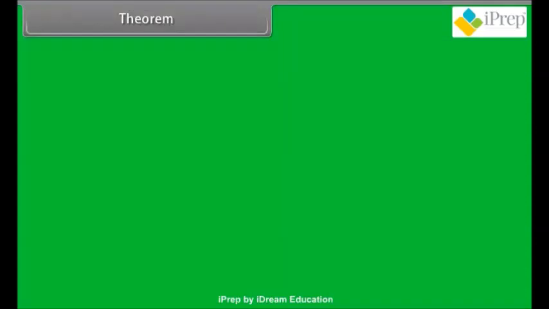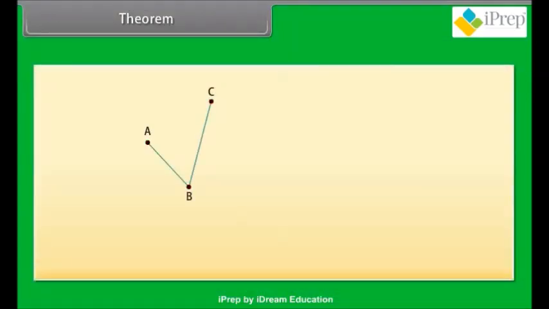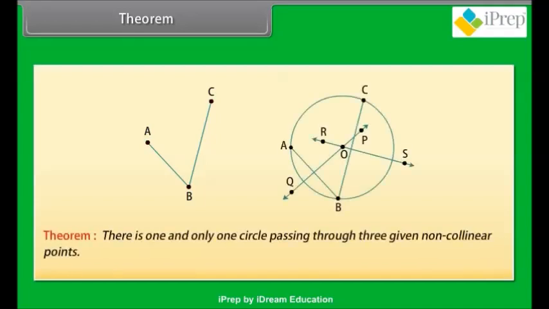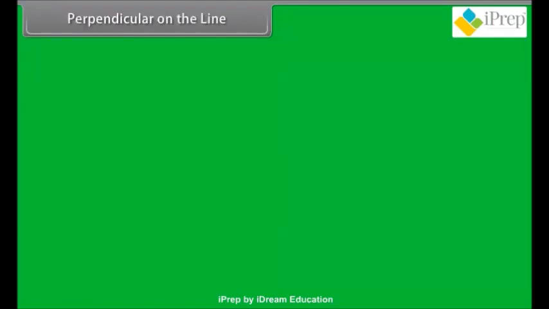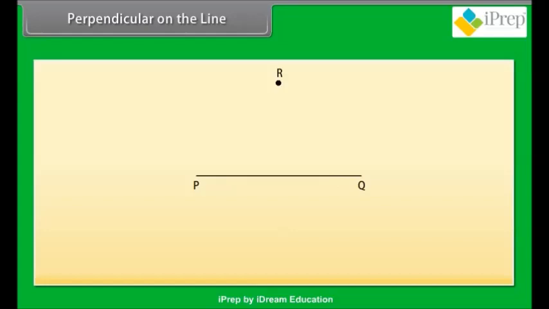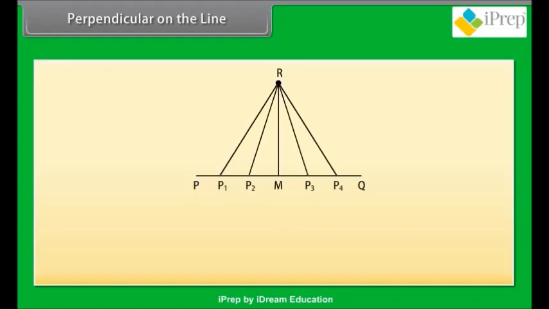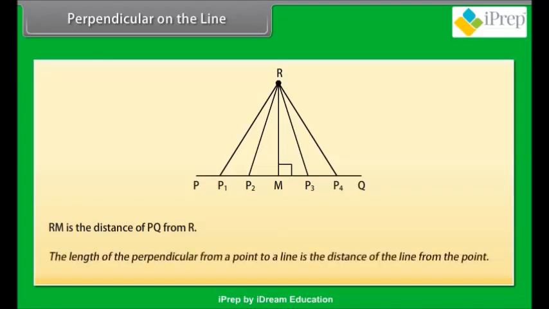Theorem. If we have three non-collinear points, then there is one and only one circle passing through the three given non-collinear points. Perpendicular on the line. If we take a line PQ and a point R outside it, we know that there are an infinite number of points on the line, say P1, P2, M, P3 and P4. Join these points to the point R. We can see that RM is perpendicular to PQ. Then RM is the distance of PQ from R. Or we can say that the length of the perpendicular from a point to a line is the distance of the line from the point.